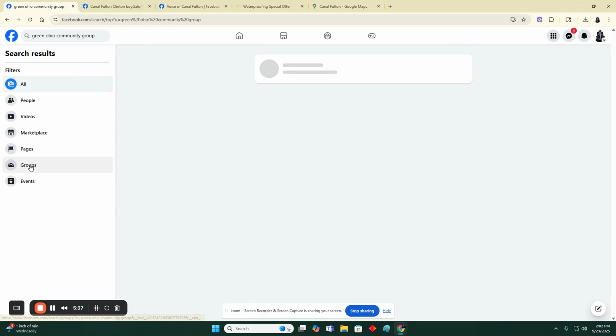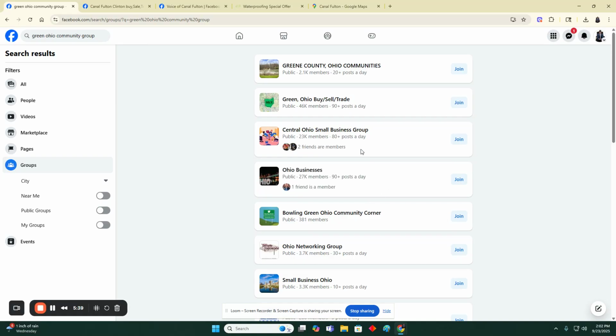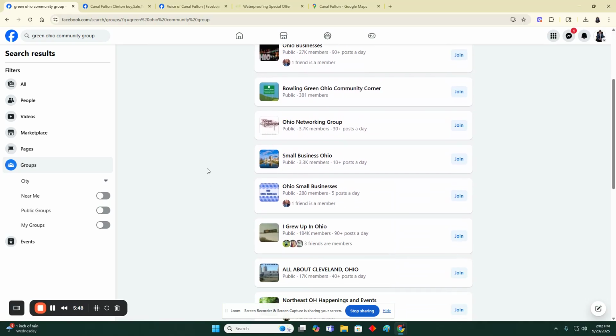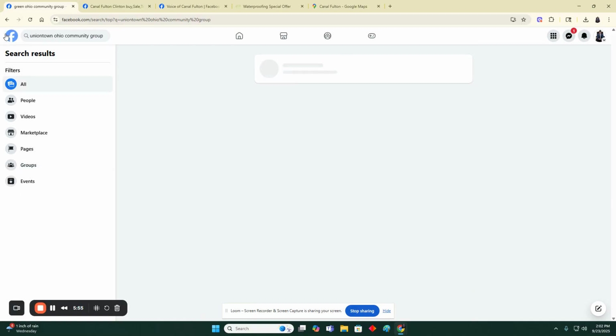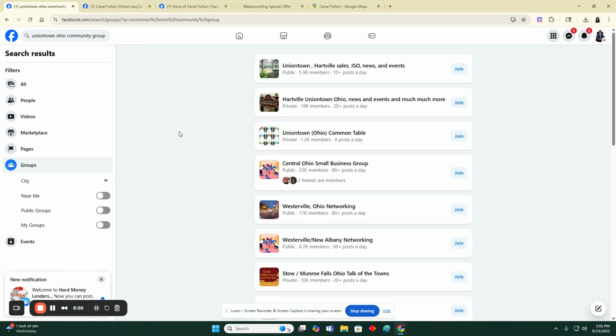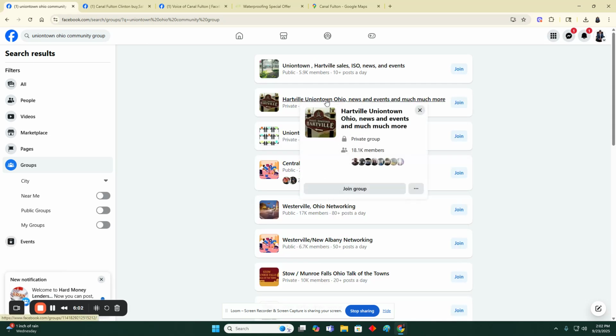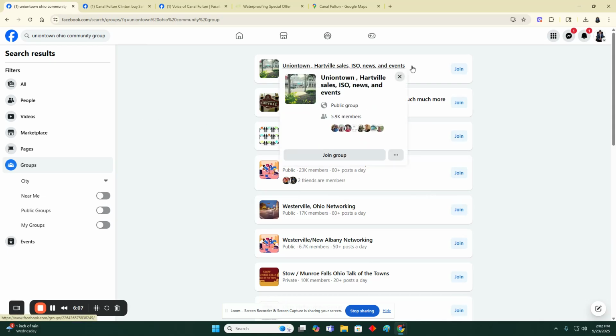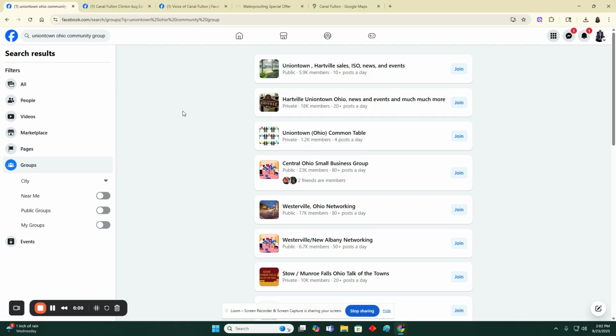Now let's also do Green, Ohio. Community group. Let's go to groups. Central Ohio buys Green County. We were not the city of Green. Green, Ohio, buy, sell, trade. Bowling Green. Let me try to change this up. So Green, Uniontown, Ohio. Go to groups. So look at Hartville, right? Another small community, 18,000 members. Uniontown, it looks like this is a buy-sell group.